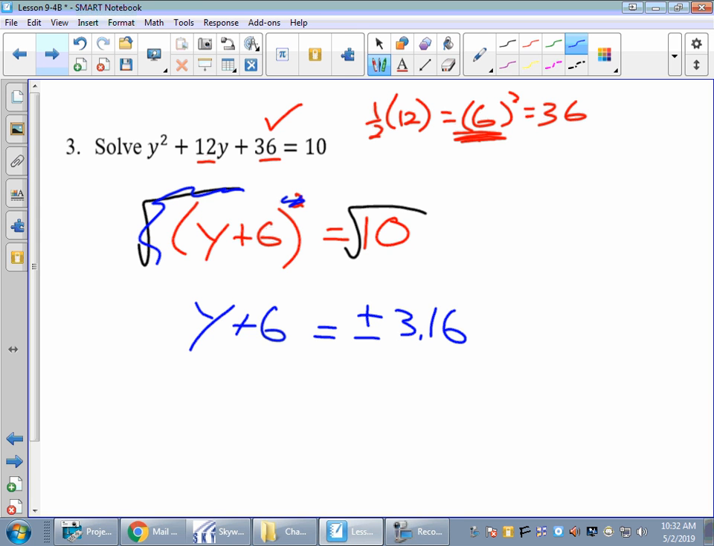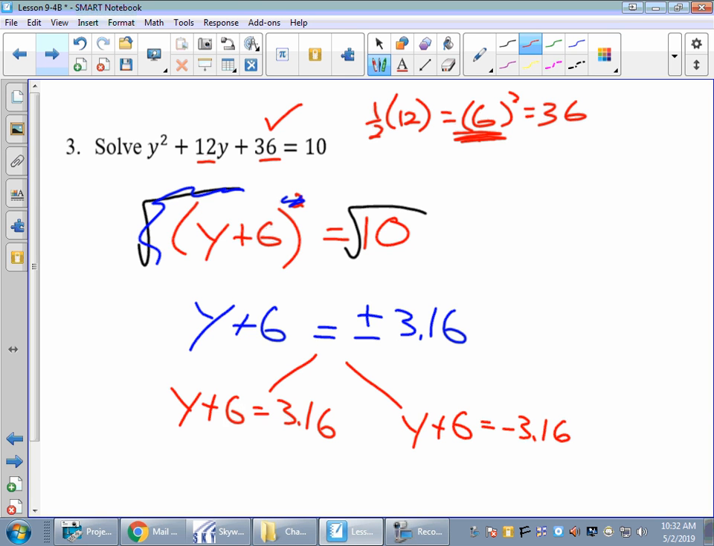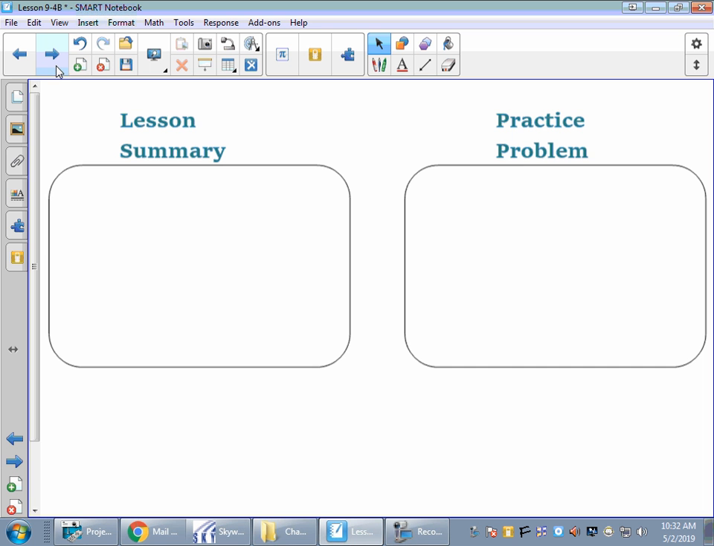So now you've got two problems to do. You're going to have y + 6 equals positive 3.16, and y + 6 equals negative 3.16. And then you guys can finish those off by just subtracting 6 from each side. All right, that's it. It takes us to the lesson summary.